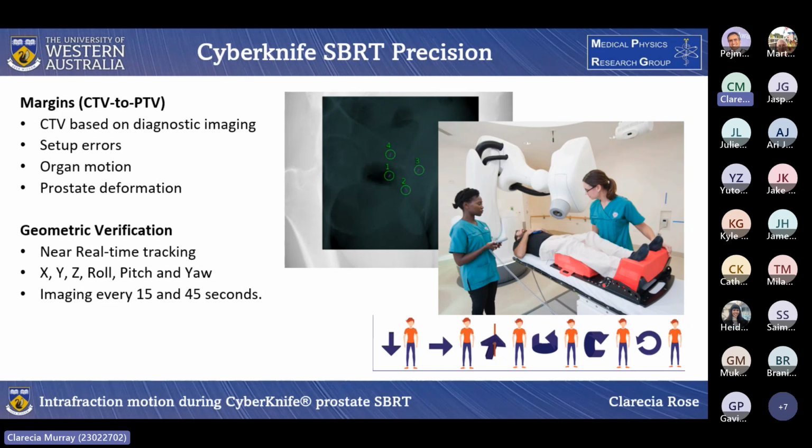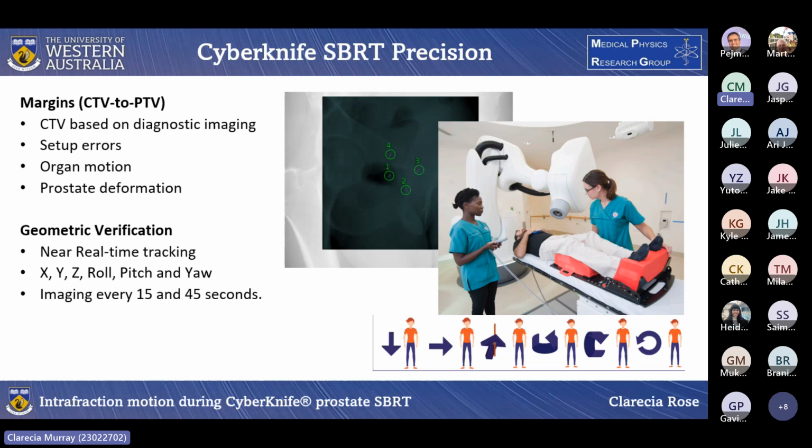So at Sir Charles Gairdner Hospital, where the research was undertaken, we have near real-time tracking that is acquired via KV imaging, that's X-ray imaging with orthogonally placed cameras. This is capable of providing vectors in the X, Y, Z, that is the superior, inferior, left to right, and anterior, posterior directions, and rotations about each of these axes. The robotic CyberKnife arm that you can see in the picture then can actually move and adjust the beam position to correct for any organ motion that occurs during delivery.